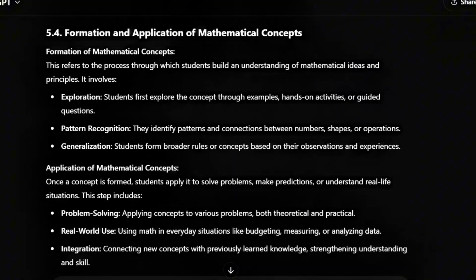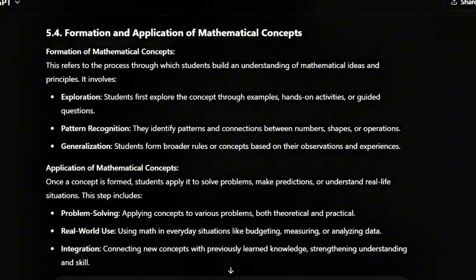FES 5.4 Formation and Application of Mathematical Concepts. Formation of mathematical concepts. This refers to the process through which students build an understanding of mathematical ideas and principles. It involves exploration. Students first explore the concept through examples, hands-on activities, or guided questions.